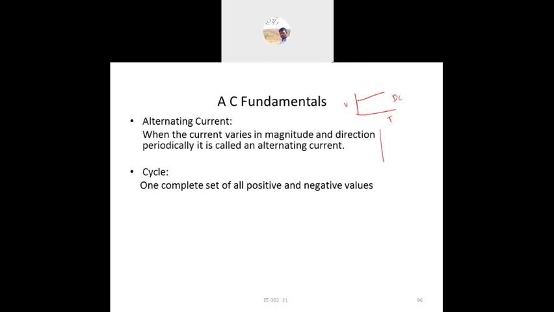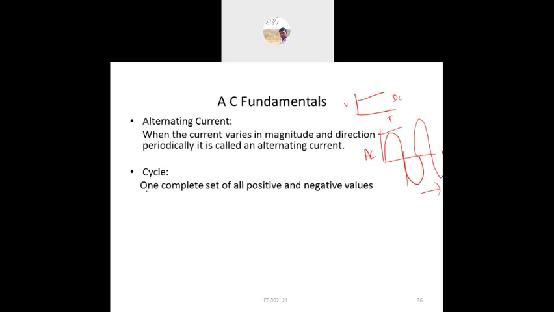So if the magnitude is the same, that is DC. But when the current varies in magnitude and direction periodically with respect to time, then it is called an alternating current.